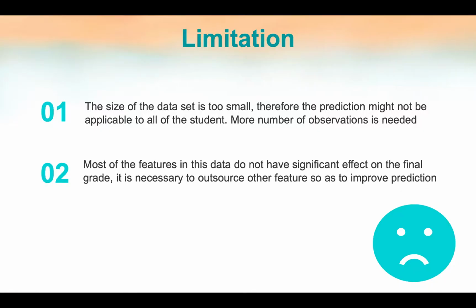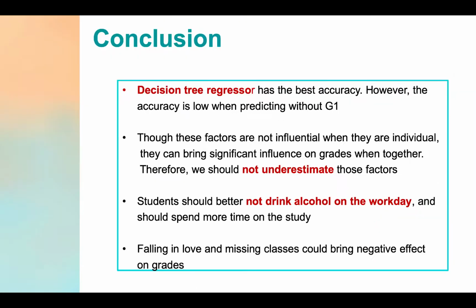So for the limitations, the first one is the size of the dataset is too small. Therefore, the prediction might not be applicable to all of the students, and therefore we need more observations. And also, most of the features in this data do not have a significant effect on the final grade. Therefore, it is necessary to source other features so as to improve the predictions.